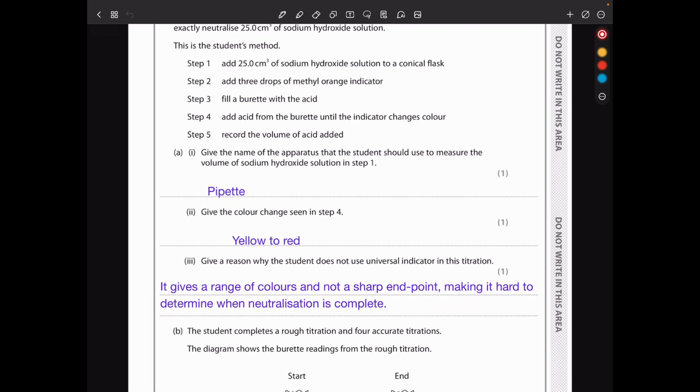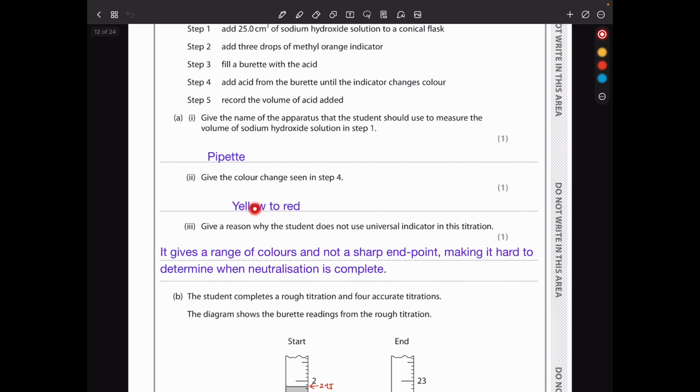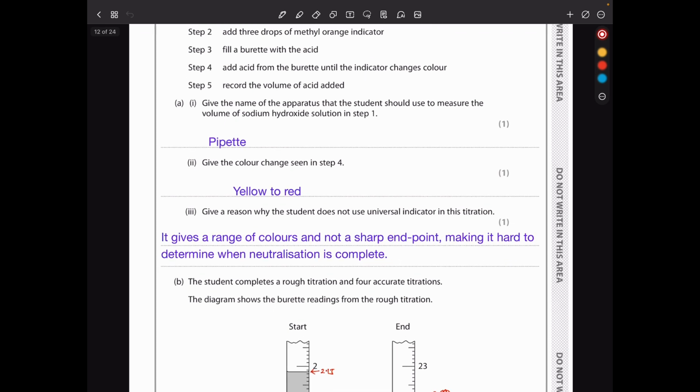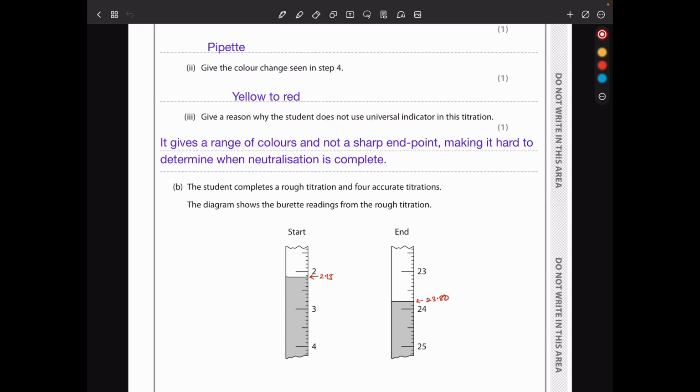Then they say give the name of the apparatus that the student should use to measure the volume of sodium hydroxide used. This should be a volumetric pipette. So they say give the color change in step 4. This is going to be from yellow to red. They're using methyl orange indicator. And then give a reason why the student does not use universal indicator in this titration. Using universal indicator, there is no sharp color change, so the endpoint will not be detected properly. So I said it gives a range of colors and not a sharp endpoint.